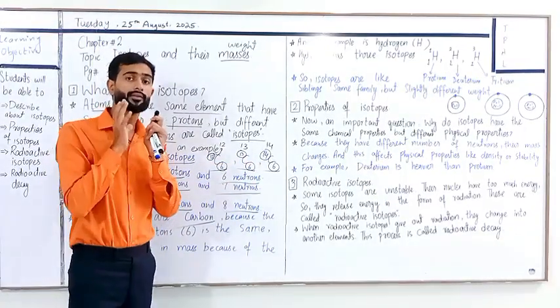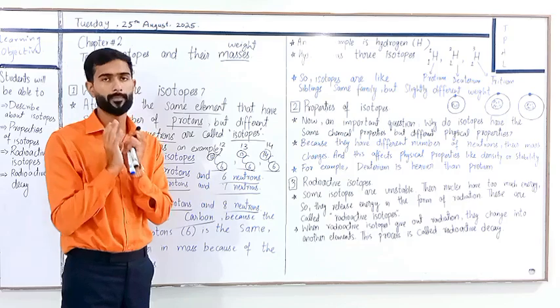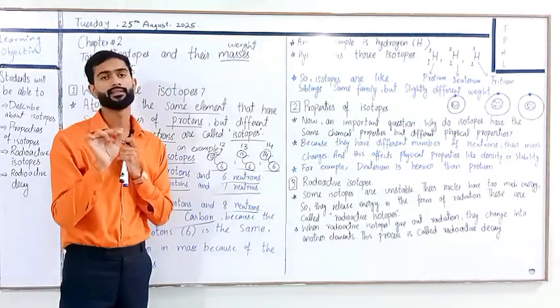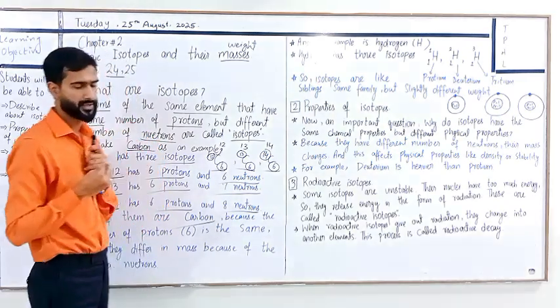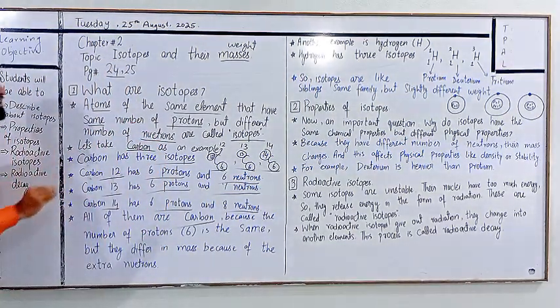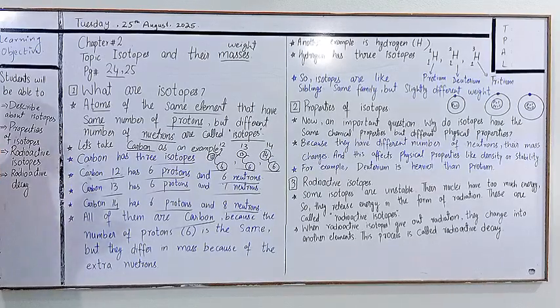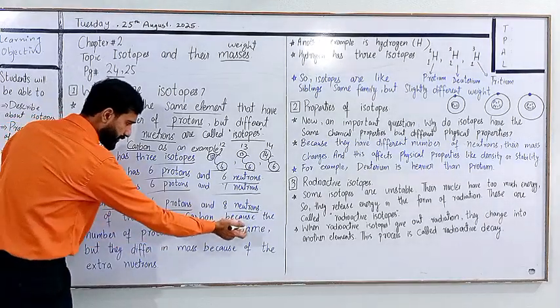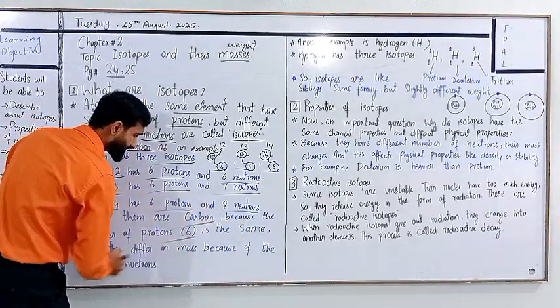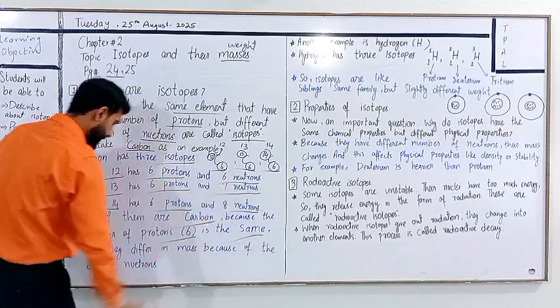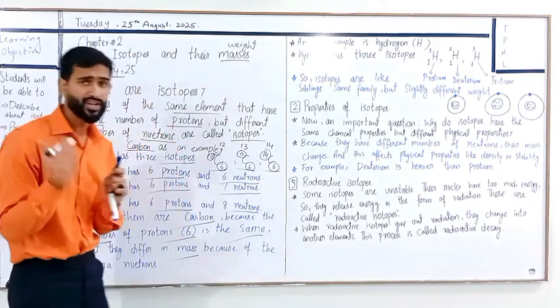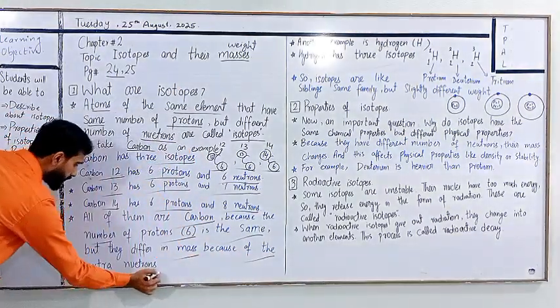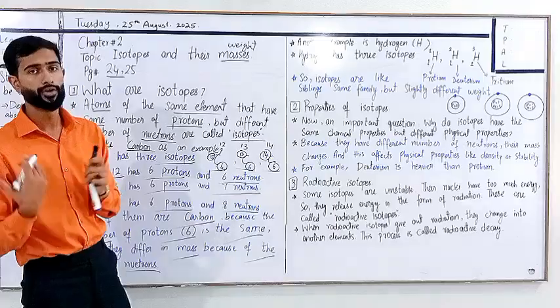They all are types of carbon. They all are carbon because they contain the same number of protons, and the number of protons in carbon is 6. That is the atomic number of carbon as well. But they are slightly different from each other due to the number of neutrons. So all of them are carbon because the number of protons, 6, is the same in all three, but they are different in mass. The mass is changed due to the different number of neutrons, due to the extra neutrons in each isotope.